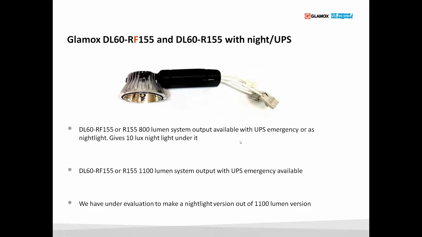And the nightlight is for inside the cabin, for instance, where, when you are waking up and you need to find your way to the toilet, you have a very low light output from the downlights. So it gives about 10 lux under the downlights, but it's enough that you can find your way to the toilets or out of the cabin. That's what we call the nightlight.